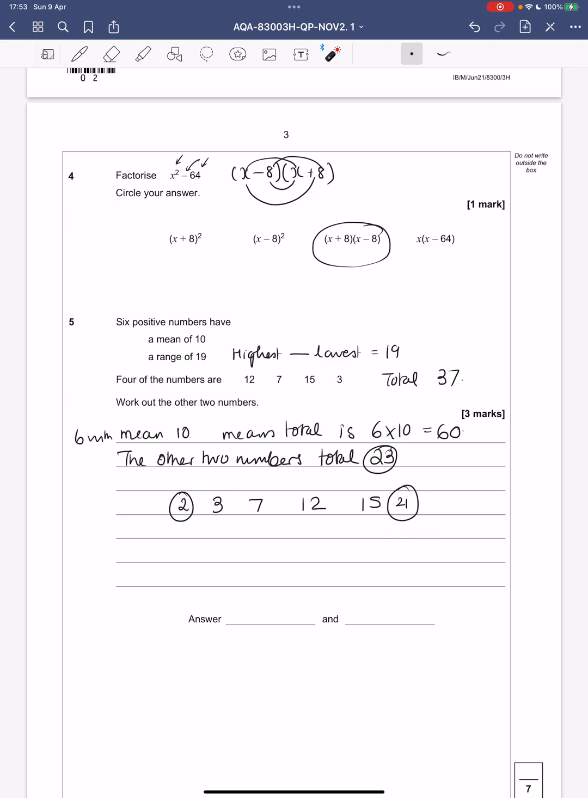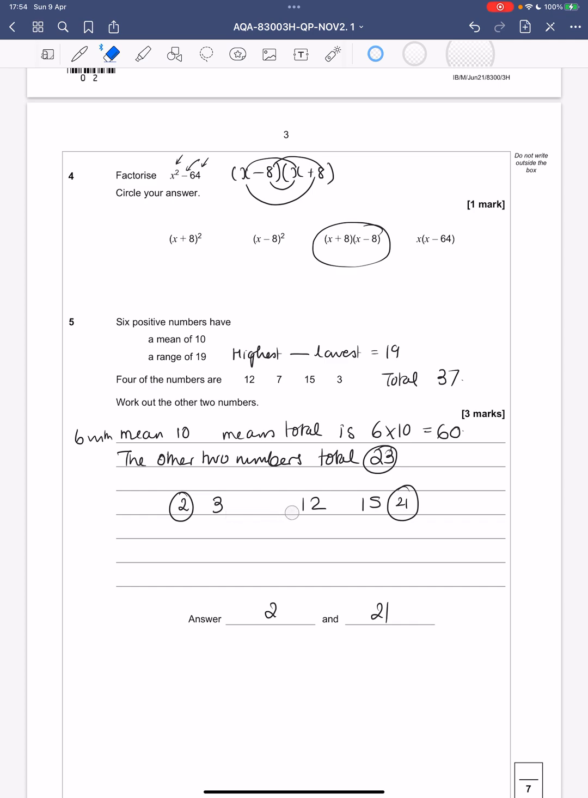But if we'd had a 1 there, oh no, if we'd had a 1 there, it would have had to be 20 there to give us a range of 19. And they don't add up to 60. So it came up first time, 2 and 21.